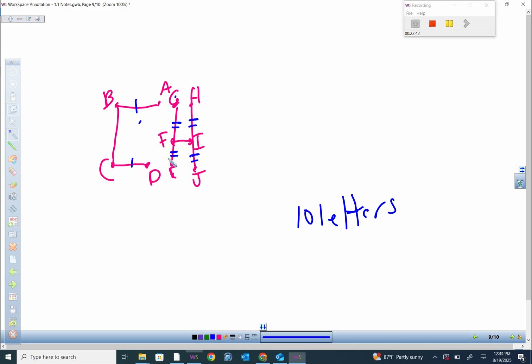Okay, and I need you to think a little bit, and if you have questions, please ask the sub, or ask a partner, or ask around, but you have the rest of the hour to work on this worksheet.